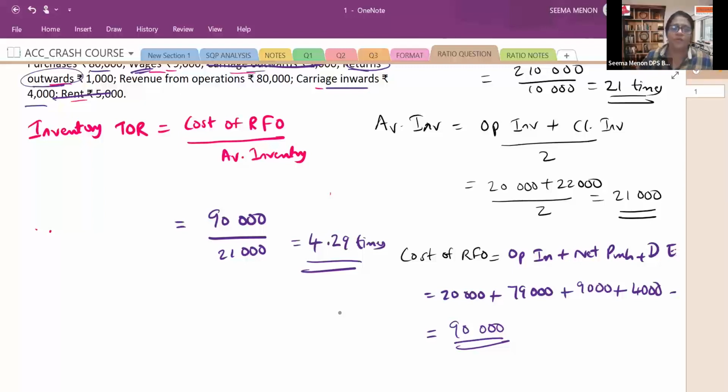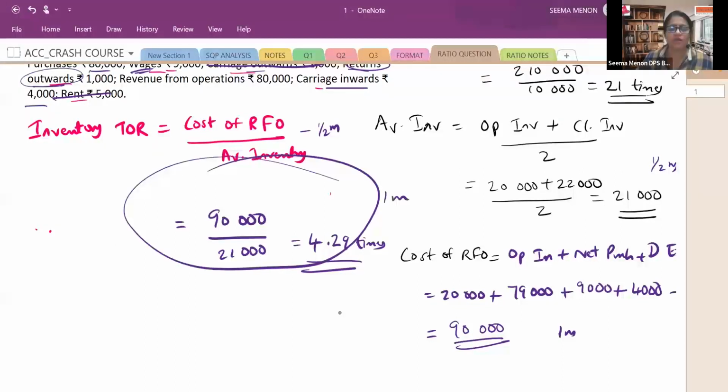Now, while you solve this in the board examination, it will be a 3-marker question. For the formula, you get half mark. For average inventory, you get half mark. Then cost of revenue from operation is 1 mark. Then after that, the entire calculation gets 1 mark.